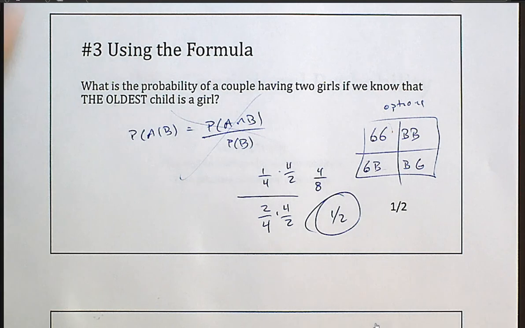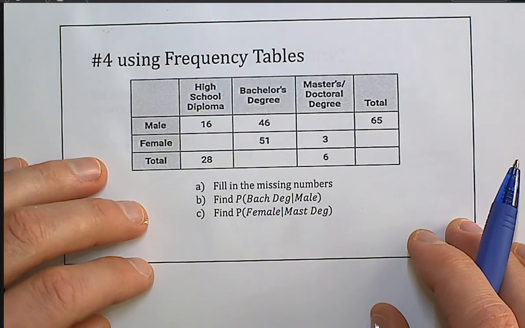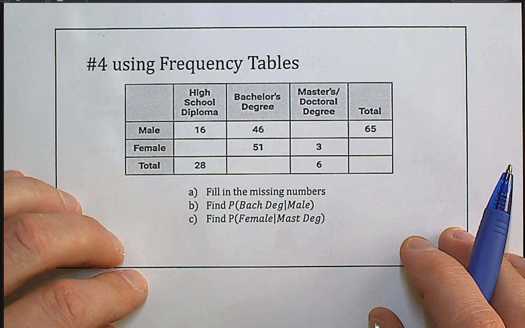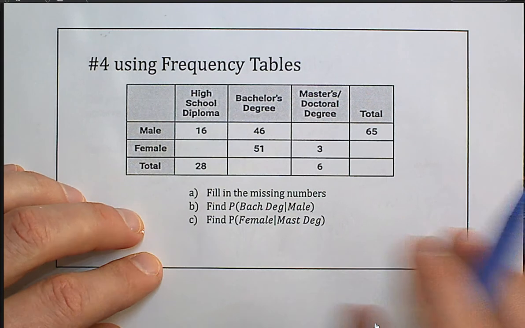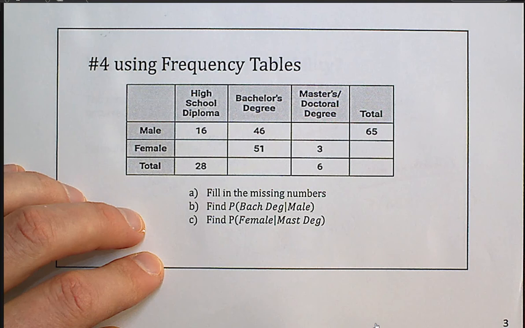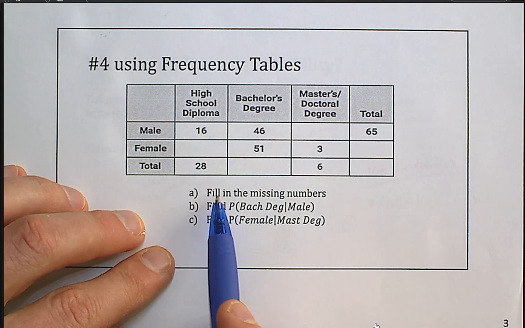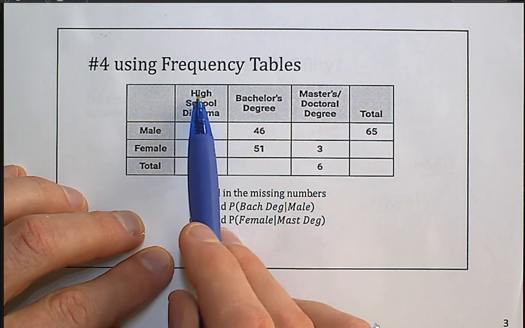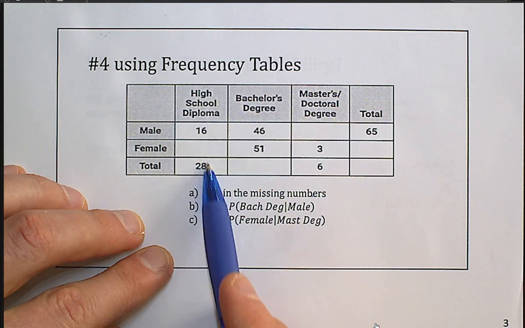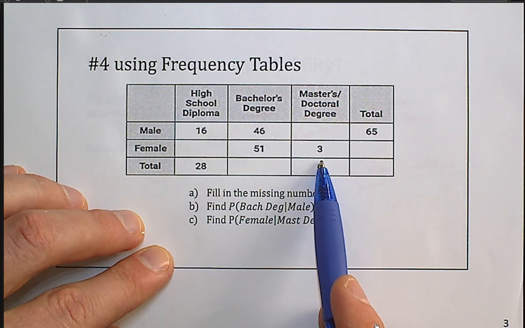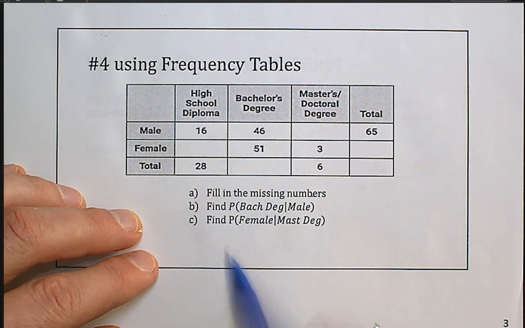The third type of question you're going to see probably on your homework is something using a frequency table. We did some frequency tables, I believe, in lesson 1. So the first thing I want you to do is just fill in the missing numbers. This is obviously talking about education: high school diplomas, bachelor's degrees, doctors and masters, and males versus females. So just some basic calculation.